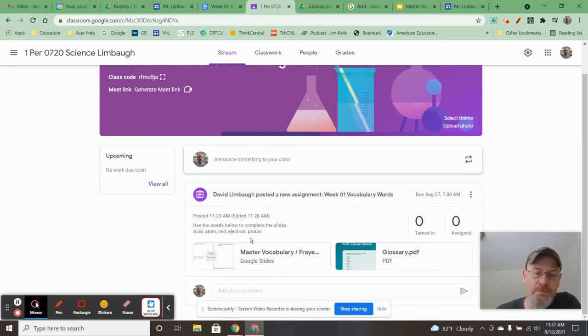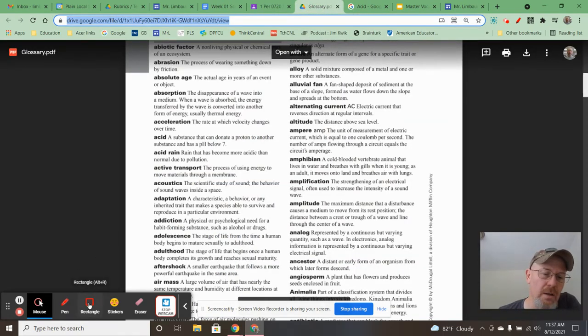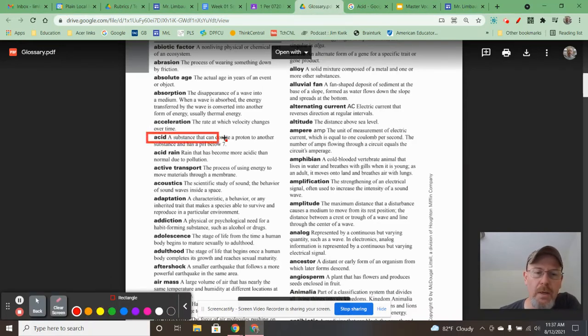When you look at the assignment, you're going to notice that I have attached 2 things. First, your vocabulary slides, and next, the glossary. The glossary is probably the most important thing to remember here. I am providing you the source of information for these vocabulary words. When you click on the link, it will come up like this. You will see the first word, acid, right here. This is the definition I want you to use.